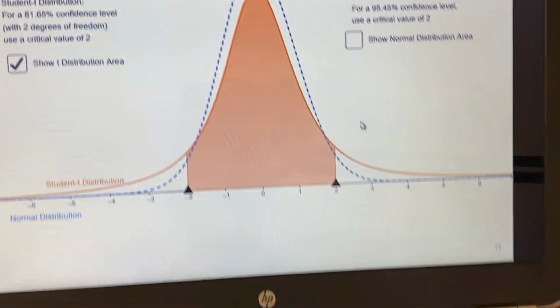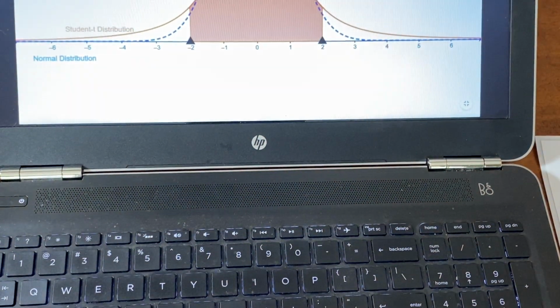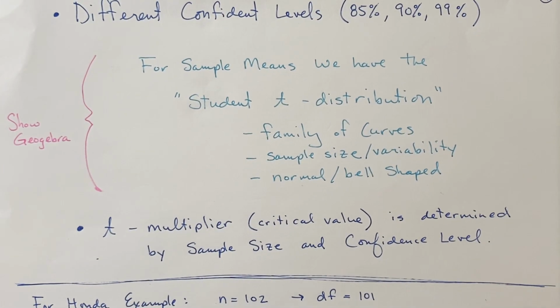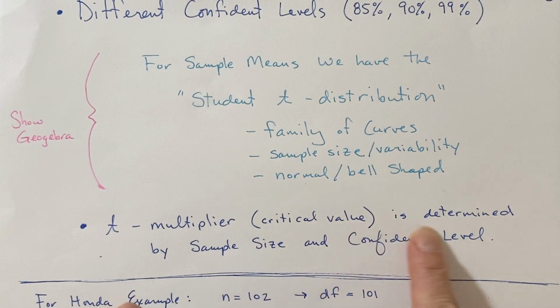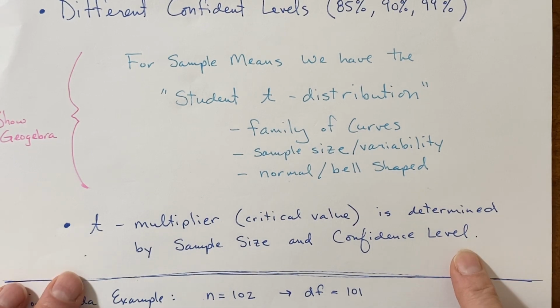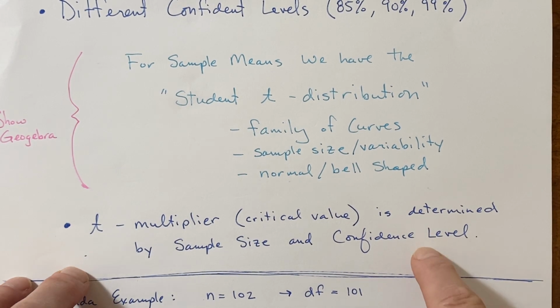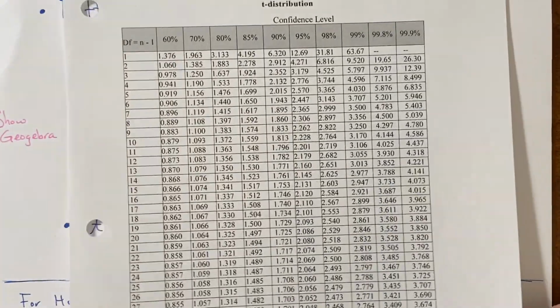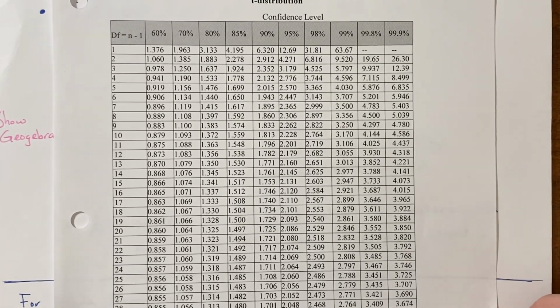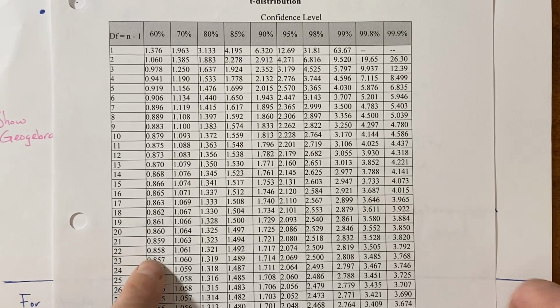Let me go back to my notes. So the T multiplier, what we also now call the critical value, is determined by the sample size and the confidence level. We'll be able to do this on our applets, but because the curve changes according to the sample size, we have a table that we need to use to find the T multiplier.